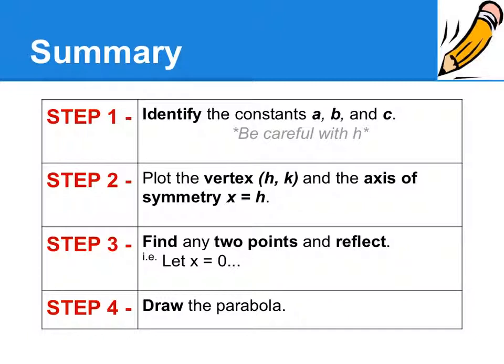So just to summarize everything, step 1 is identify the constants a, b, and c. Actually, those are wrong. A, h, and k. Sorry, I messed up there. After that, plot the vertex and the axis of symmetry. Find 2 more points and draw that parabola.